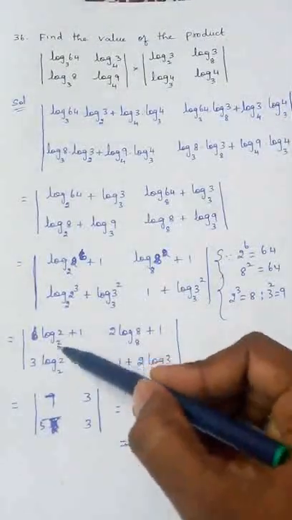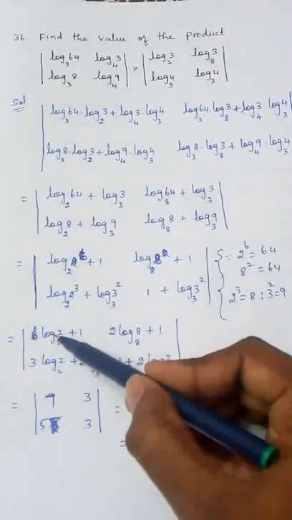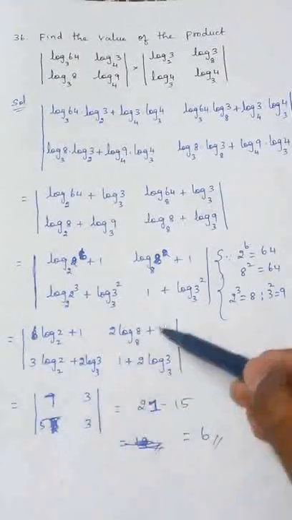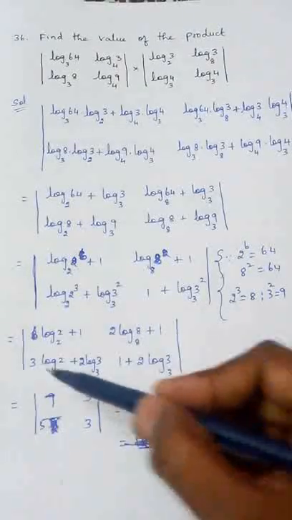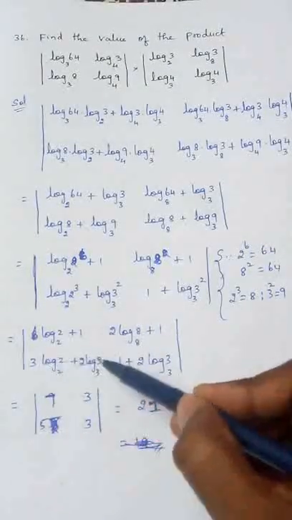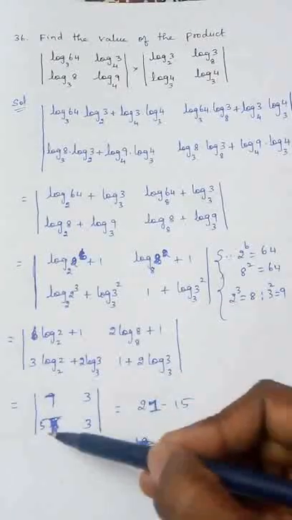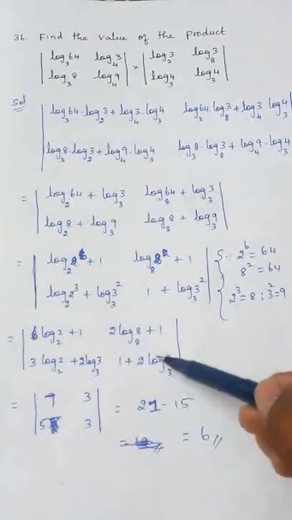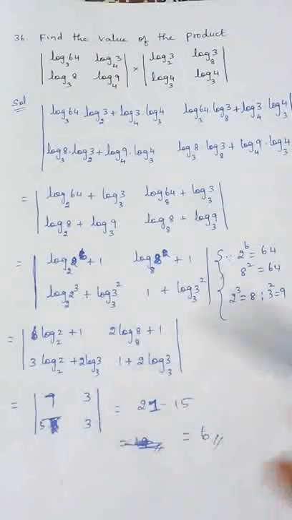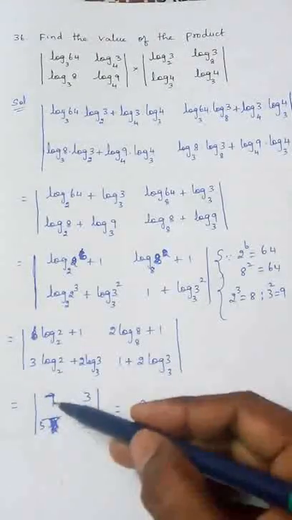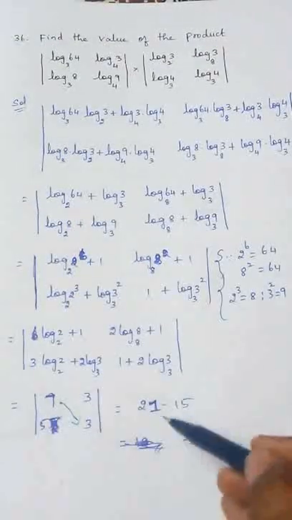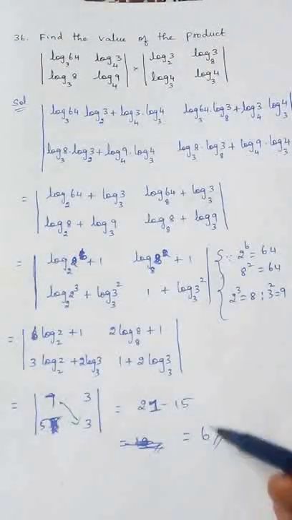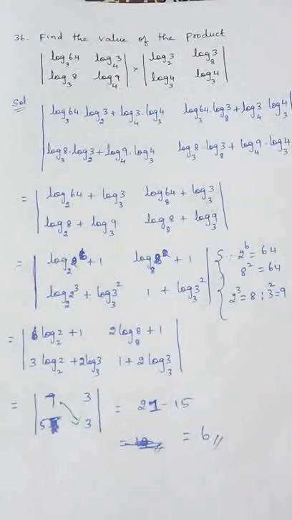If you see this, log 2 base 2 is 1. So 6 ones are 6. 6 plus 1 is 7. Log 8 base 8 is 1. So 2 into 1, 2. 2 plus 1 is 3. This is 1. So 3. This is also 1. 3 plus 2, 5. Log 3 base 3 is 1. So 1 plus 2 is 3. So expanding this determinant value, 7 into 3, 21. 5 into 3, 15. So minus 15. 21 minus 15, answer is 6.